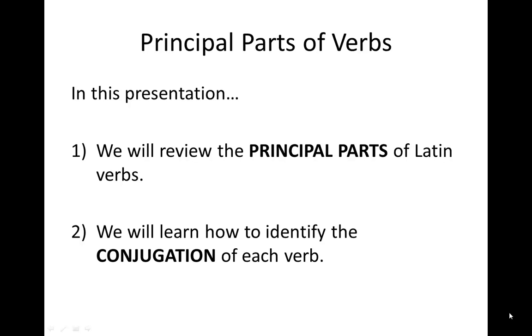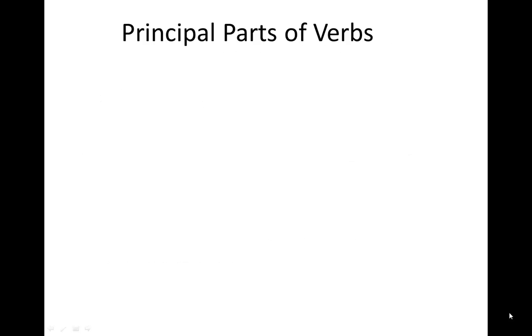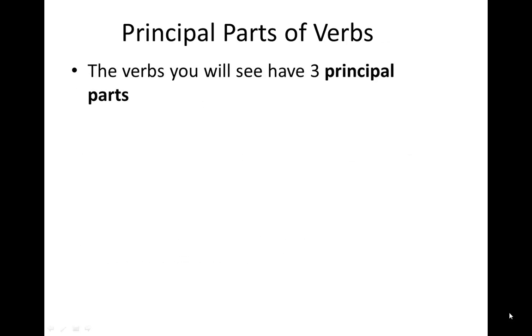In Stage 13, you met verbs with 3 principal parts. This presentation will review the principal parts and what each part means. We will also learn how to identify the conjugation of each verb. Most of the verbs you will meet have 3 parts.